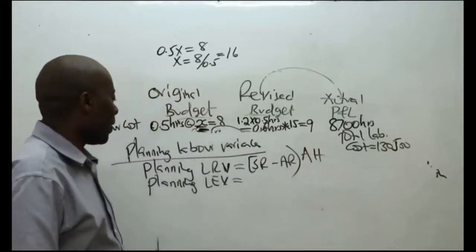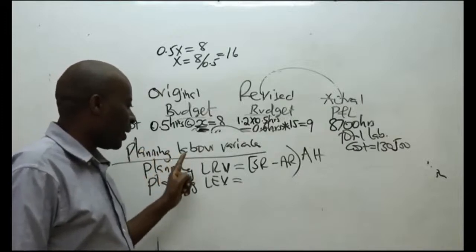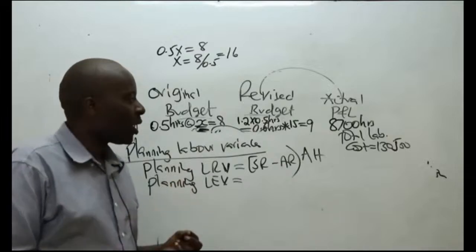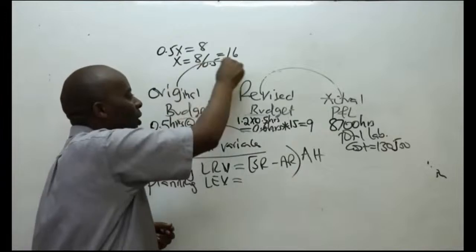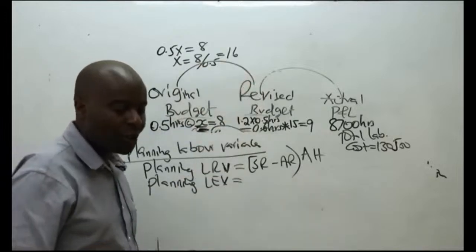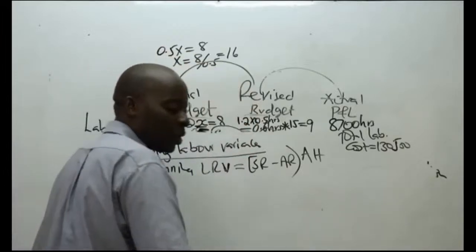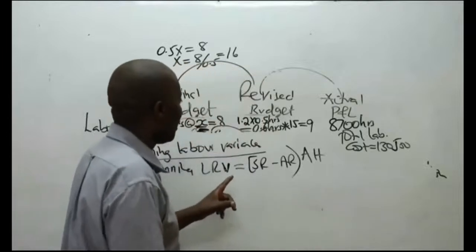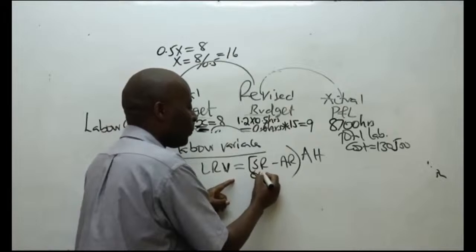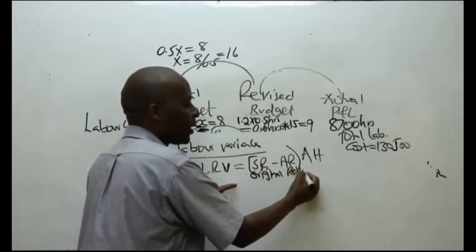And remember, very fast: planning labor rate variance, planning. I'm comparing two budgets. So for planning, I'm comparing the original versus the revised. In that particular case, ladies and gentlemen, listen to me very well. The first parameter here will be original. Now this will be revised.